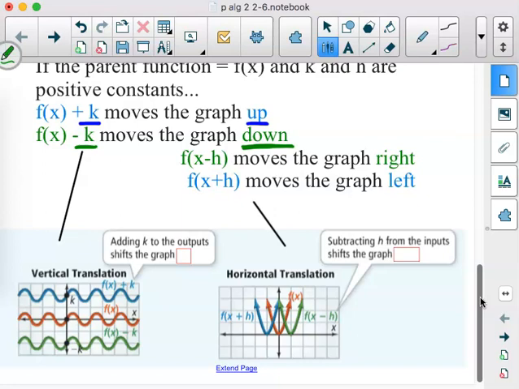So if we see f of, and inside the parentheses it's x minus h, so x minus 1, x minus 3, x minus 57, that actually moves the graph to the right. And if it's f of x plus h, we need to think opposites. That's a negative h. That will actually move that graph to the left. So with k, which is the number out in the back, no parentheses, it's logical. Plus is up and minus is down. But because x reacts the opposite of what we think it would react, f of the quantity x minus h actually moves to the right, and f of the quantity x plus h actually moves to the left.